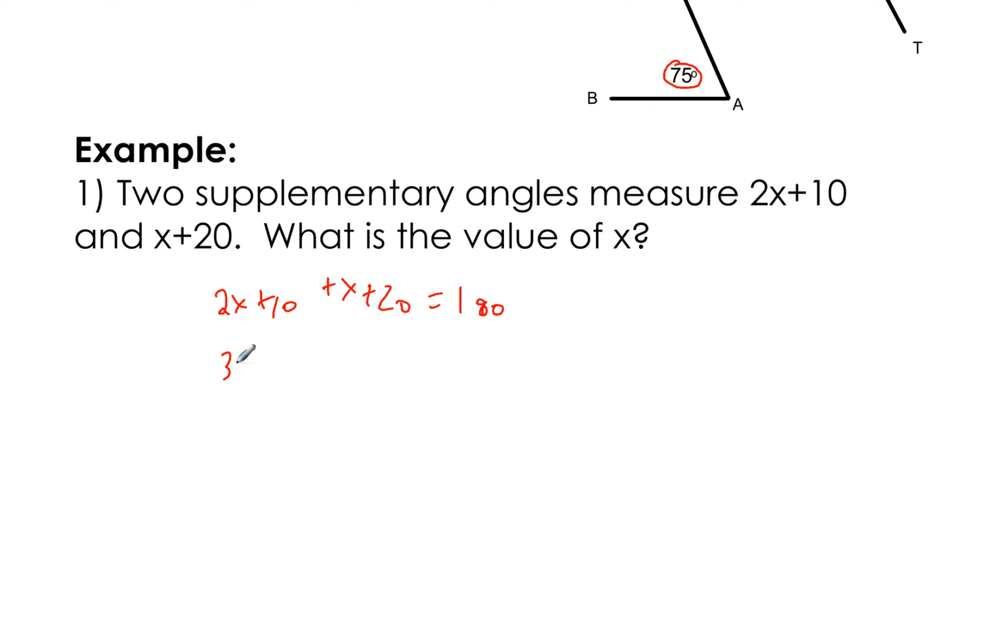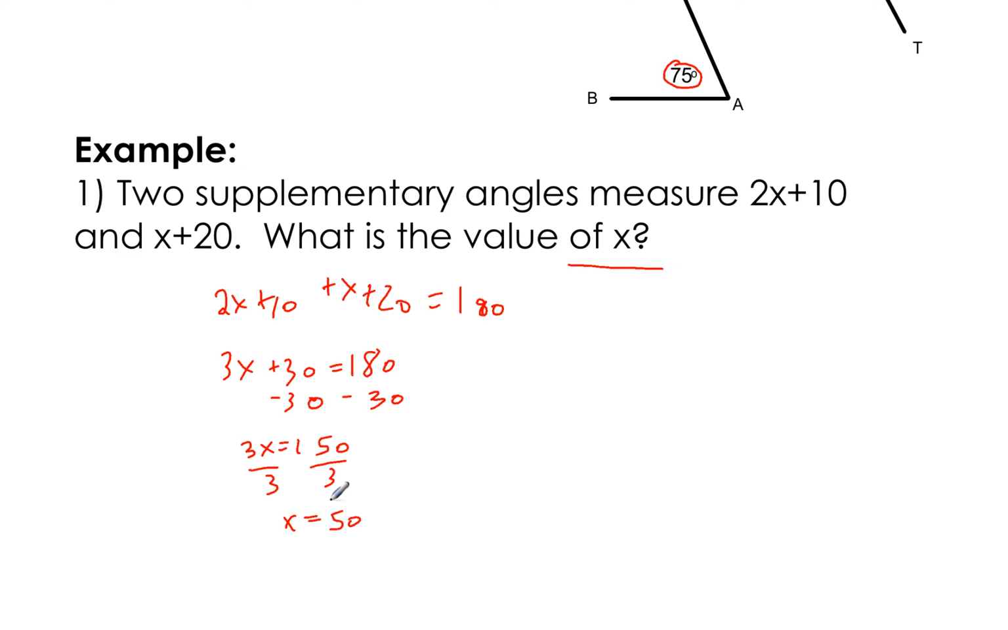2x plus x is 3x. 10 plus 20 is 30. 3x plus 30 is equal to 180. I'm going to subtract 30 from both sides of my equation, and I get 3x is equal to 150. Dividing both sides of my equation by 3, we get x is equal to 50. Not 50 degrees, 50. So what is the value of x?